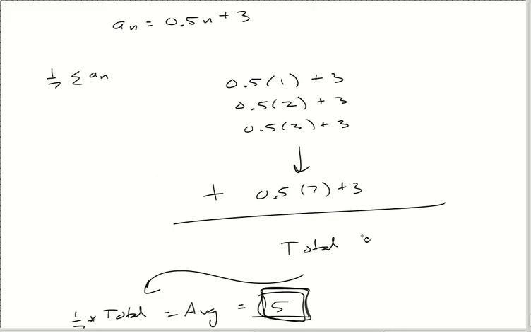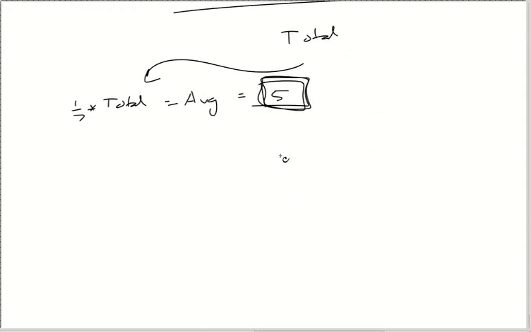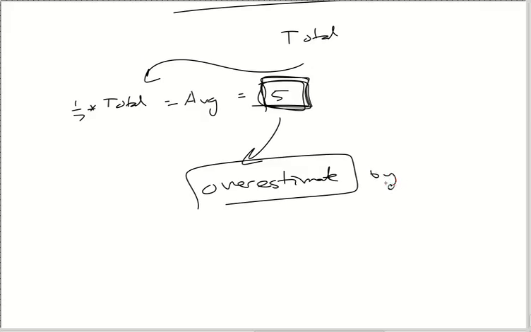Lastly, part C, they're going to want to compare. Notice that we had a 4.9. This time we had a 5. And so this guy here overestimates. That's one of the answers. By 0.1. And how did I get that? 5 minus the 4.9 is equal to the 0.1.